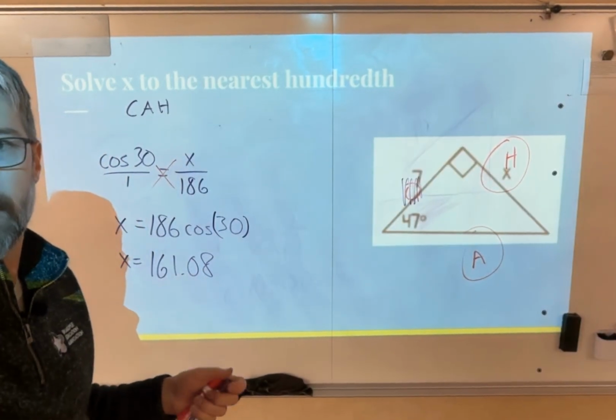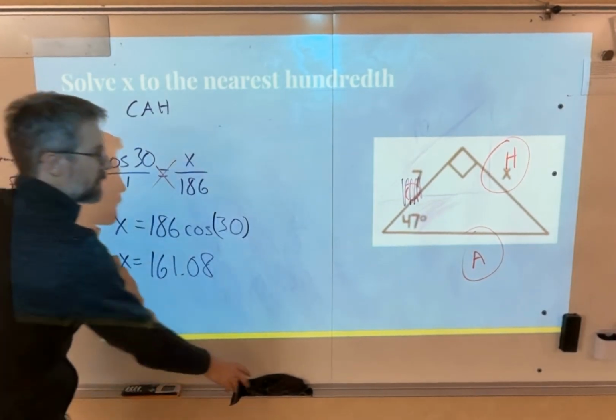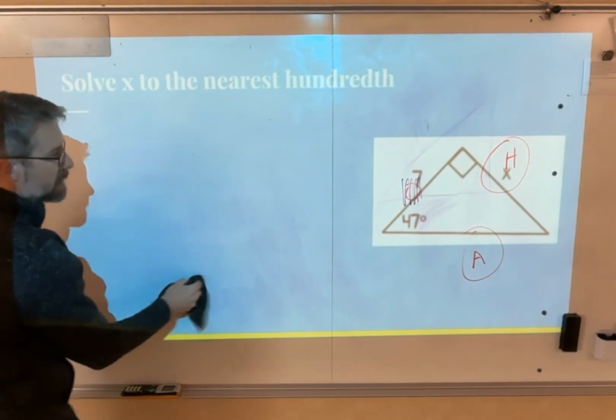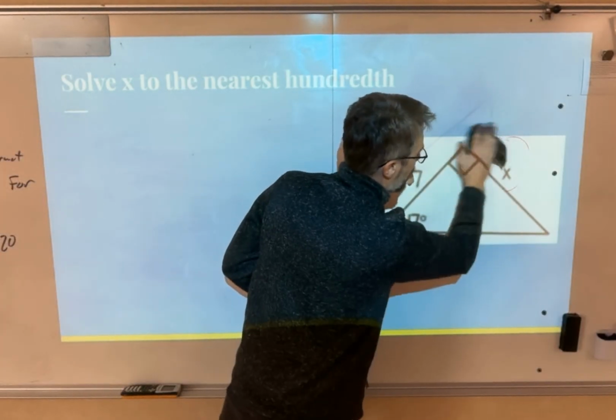All right, let's do another one. Ooh, I like this one because the triangle is tipped onto its hypotenuse.